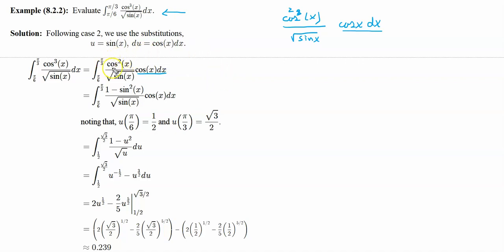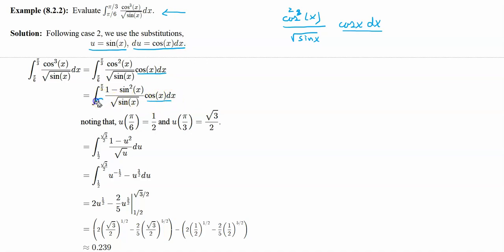Now we have a cosine squared left right here. We can write that as 1 minus sine squared. And now we can let u equal sine. We see here, because this is going to become our du. Du is cosine x dx, so you see that becomes our du then.